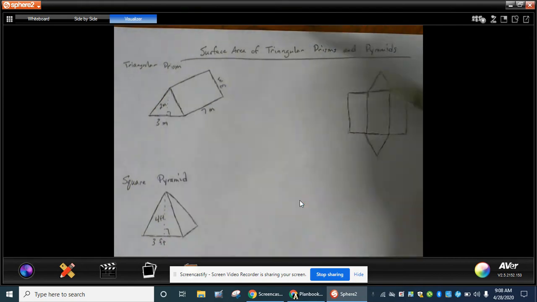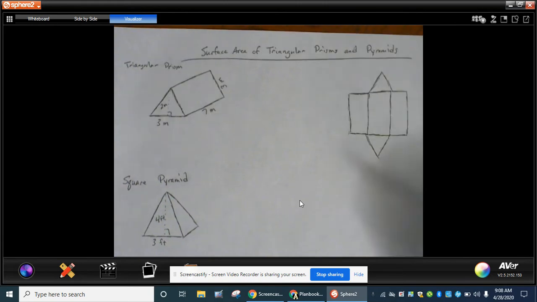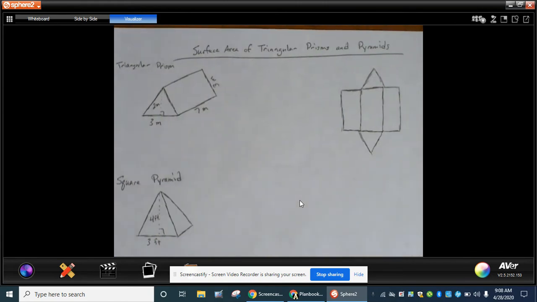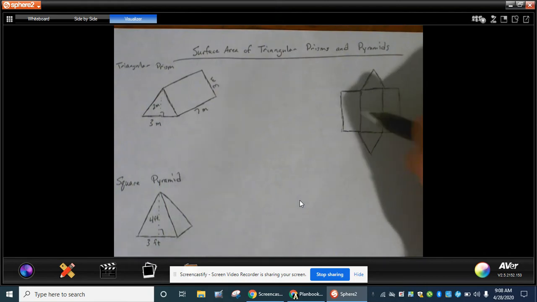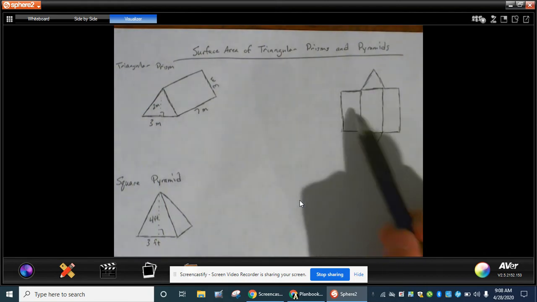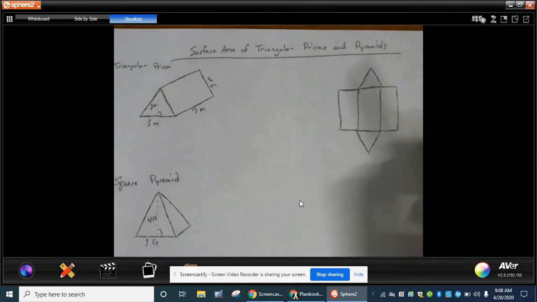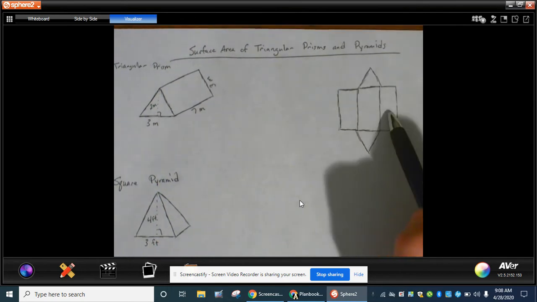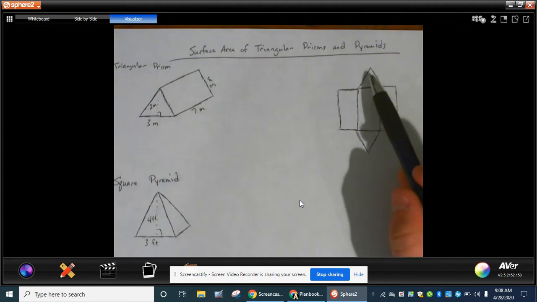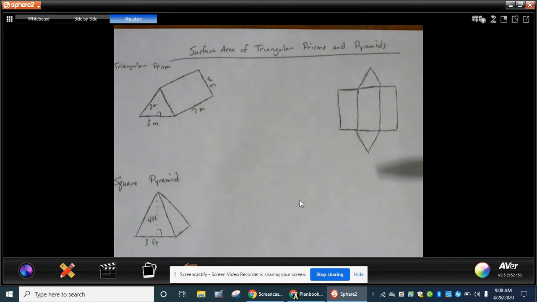Okay, so if I were to spread this out, or if I were to cut down some of the seams and just open this thing up, it would look something like this right here. We have 2 triangles and 3 rectangles. Now, I'm not an artist, but these 3 rectangles are going to be exactly the same size as well as the 2 triangles.